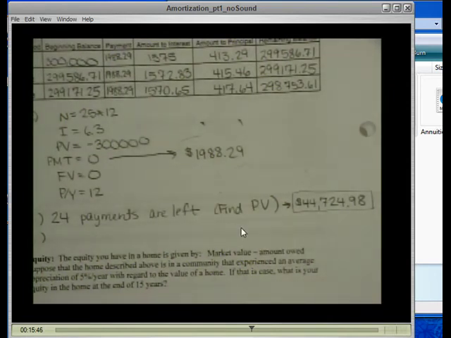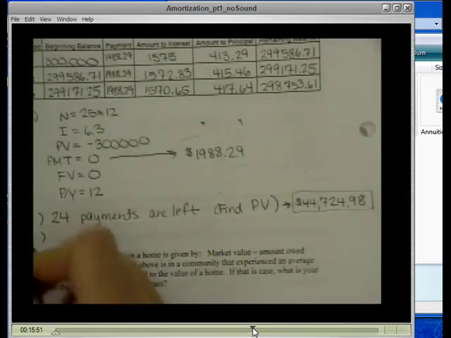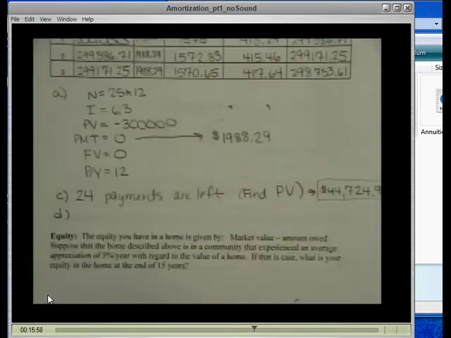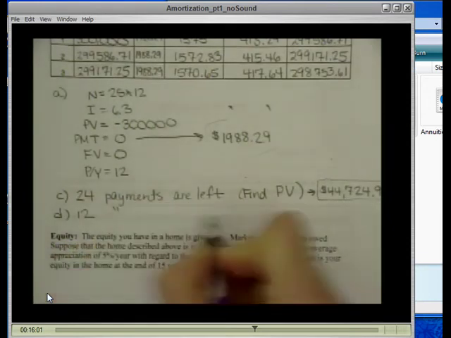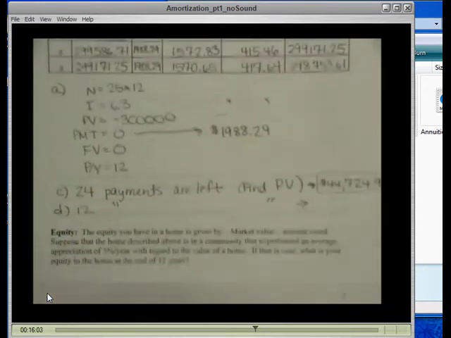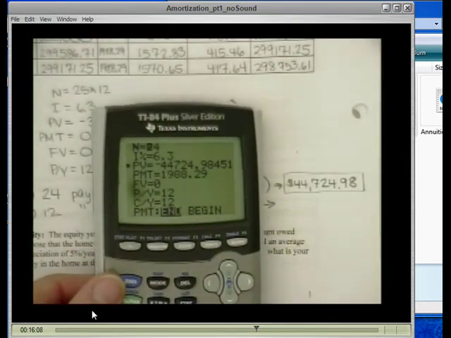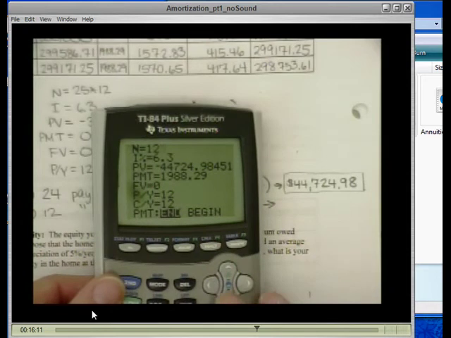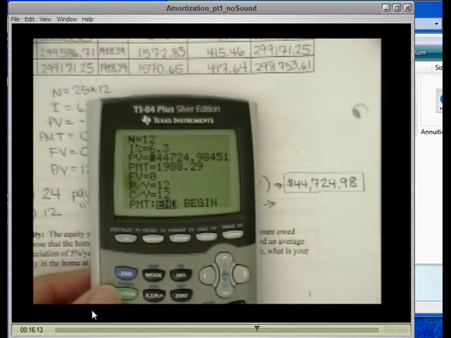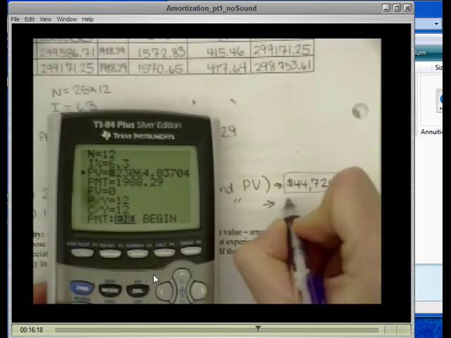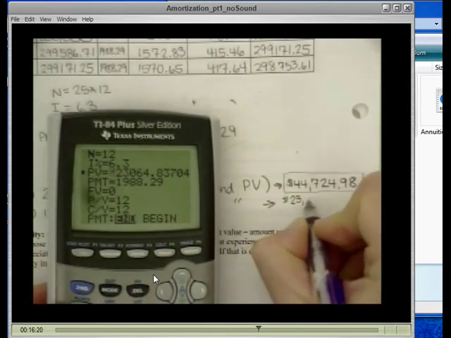And then part E says find the balance at the end of the 24th year. I changed them, but I didn't change them right. It should be D and E, not C and D. So at the end of the 24th year, then 12 payments are left, and we want to find that present value. So the only thing we have to do is change the N from 24 to 12, and then just go down to PV and hit alpha solve. Okay, so $23,064.84.